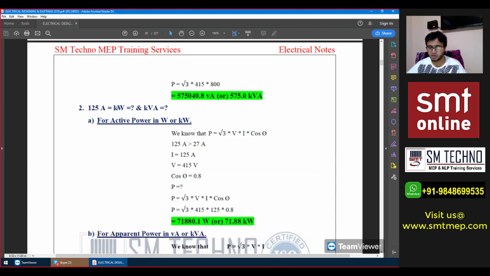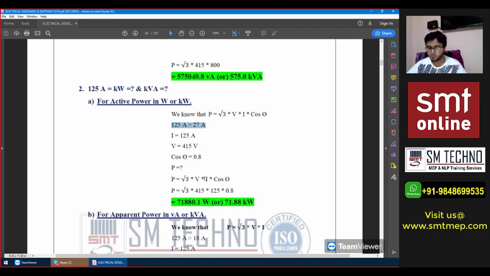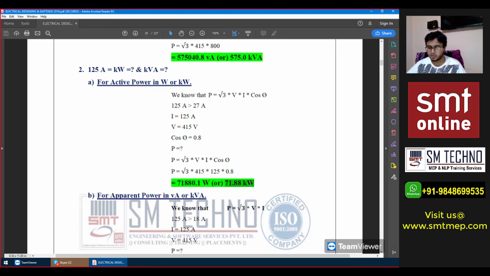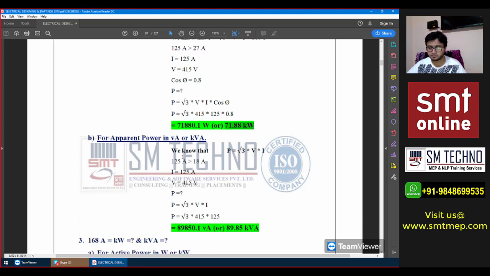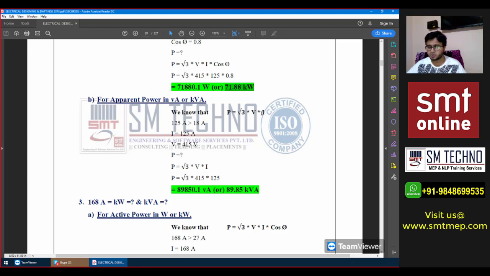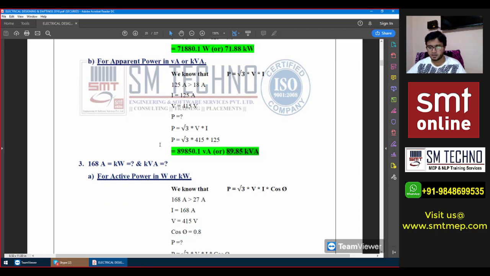For 125 amps, the next question is to find the kilowatt value and the kVA value. The formula is P equals root 3 VI cos phi. 125 amps is more than 27 amps as per the rule. So I is 125, V is 415, cos phi 0.8. Here we are getting 71.88 kilowatts. For apparent power, P equals root 3 VI. 125 amps is more than 18 amps, so when you substitute all these values, we get 89.85 kVA.